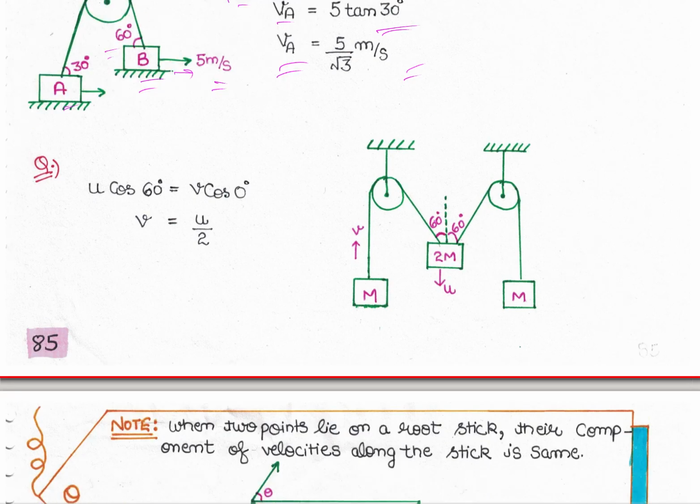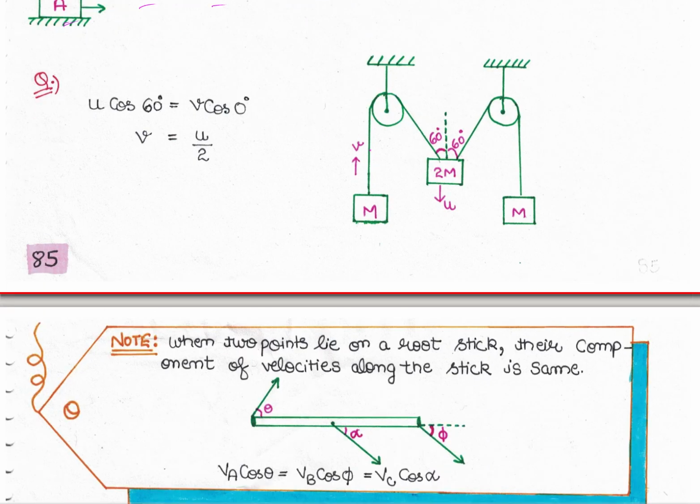Now for this situation, this is the V, and this is capital mass M, this is the capital mass 2M, and this is mass capital M. 2M is making an angle 60 degree with this string, and making another angle 60 degree with this string. We have U cos 60 degree is equal to V cos 0 degree, or V is equal to U by 2.